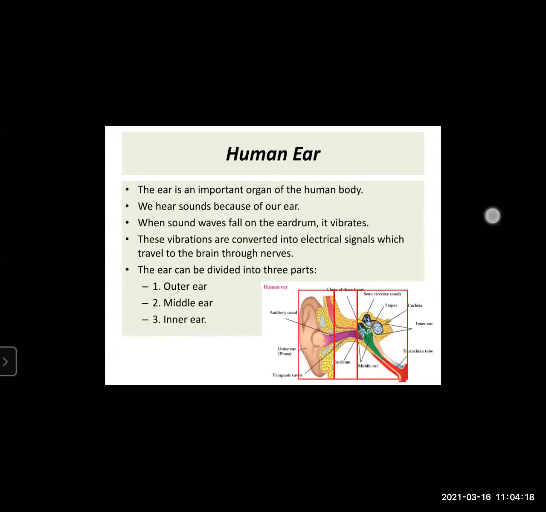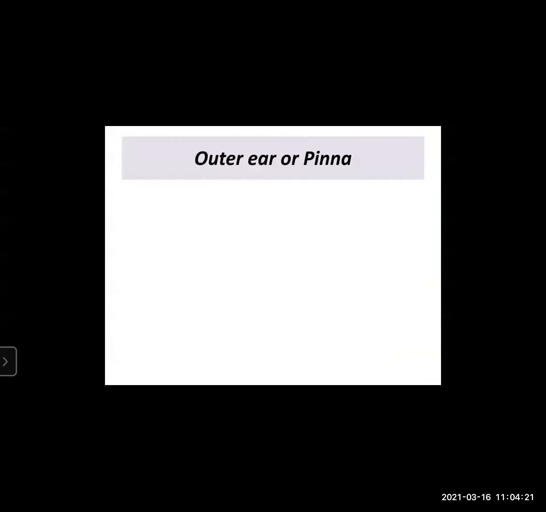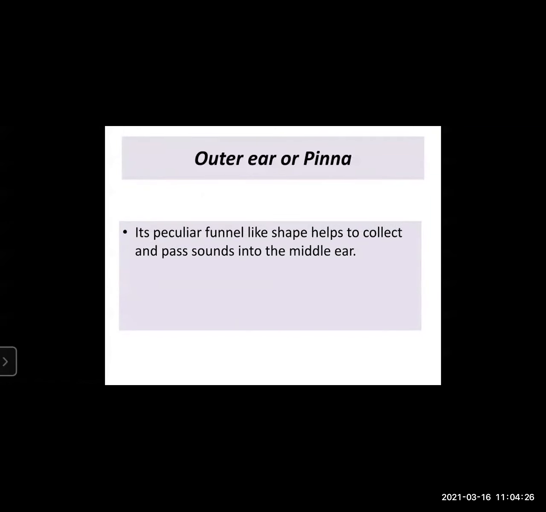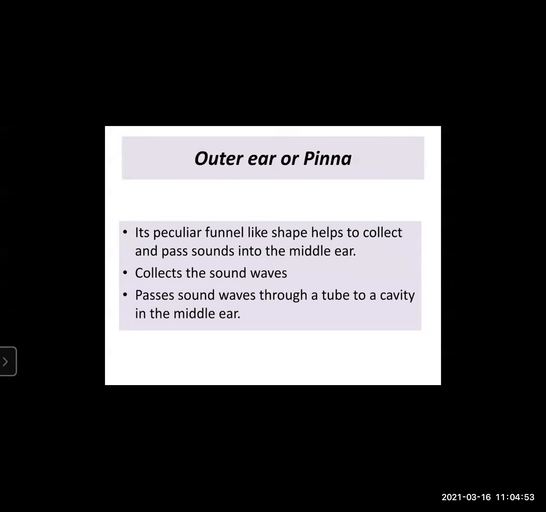Now we will see in detail. Outer ear, or we can call it the pinna. Its particular funnel-like shape helps to collect sound and pass that sound into the middle ear. Now, the function of this outer ear or the pinna is to collect the sound waves and to pass that sound through the tube to the cavity in the middle ear.